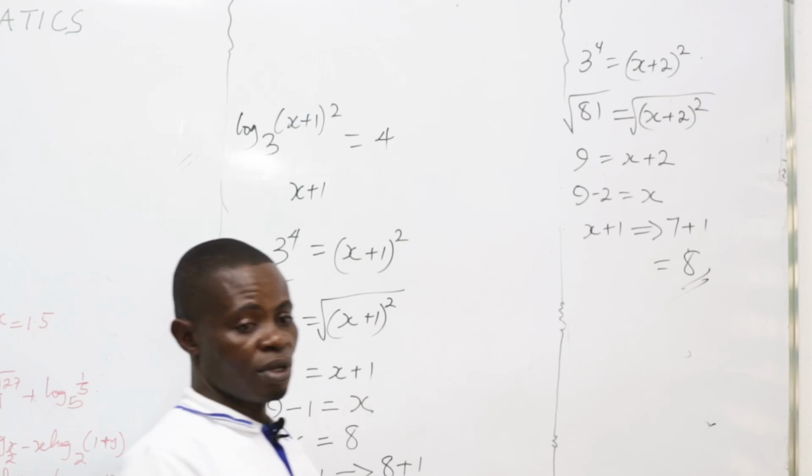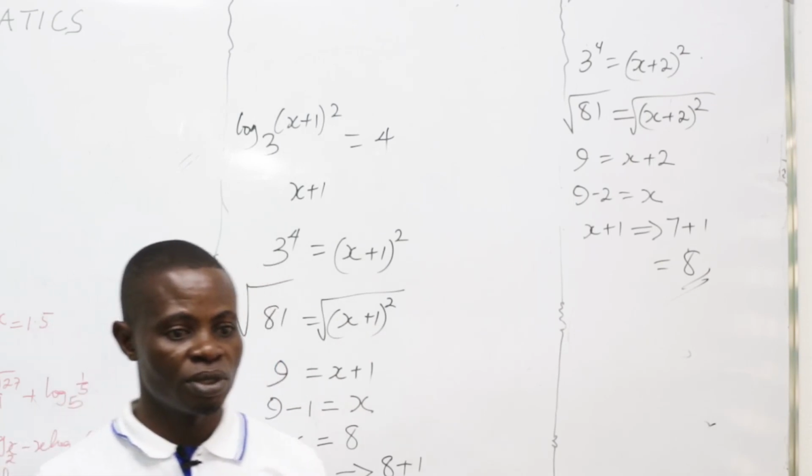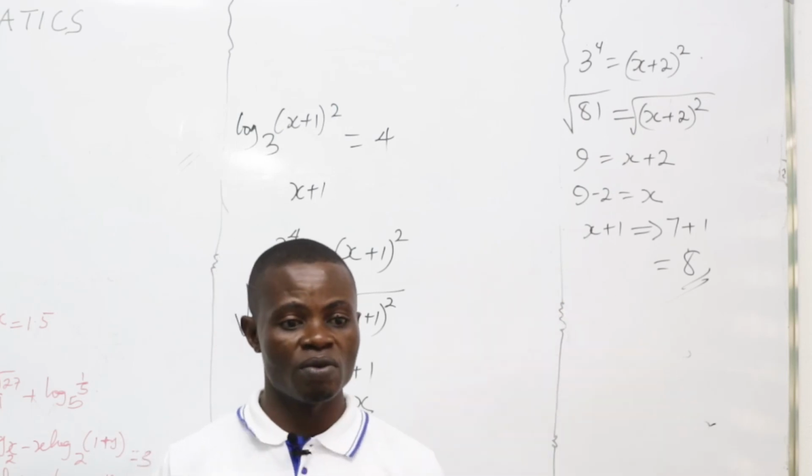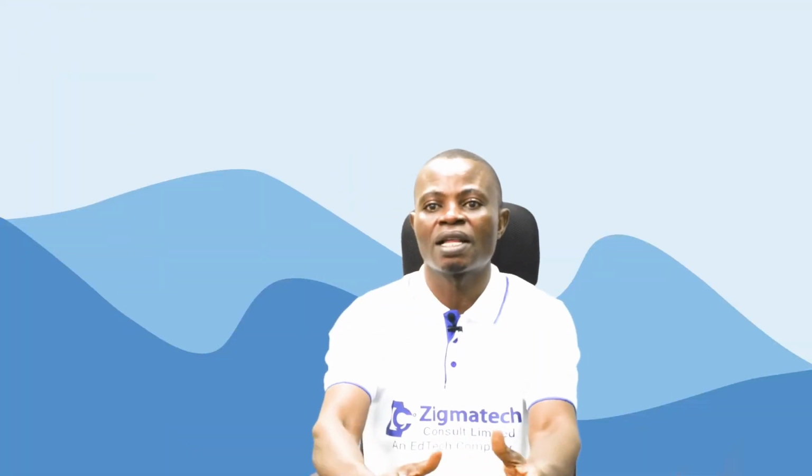So the option C is the correct answer. X plus 1 equals what? 8.